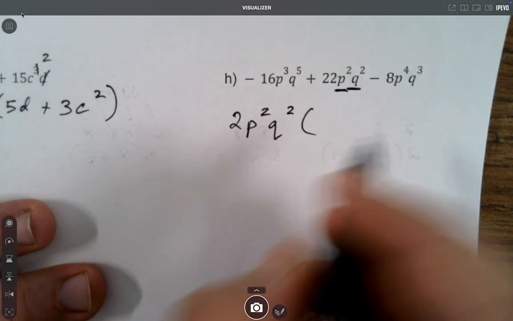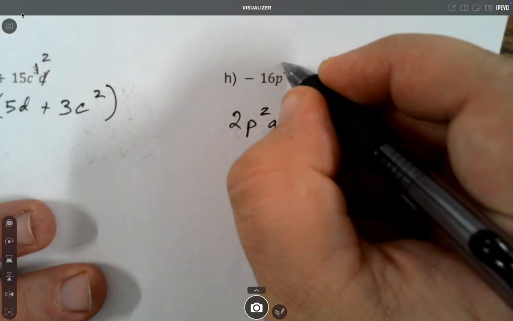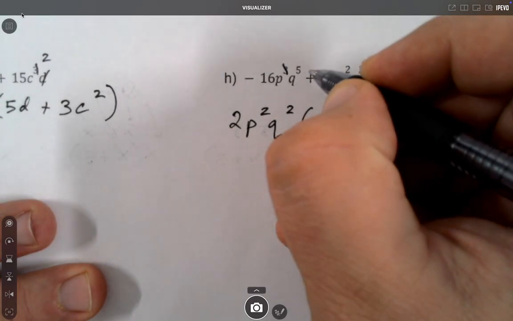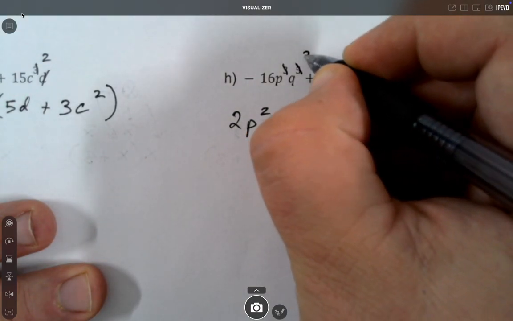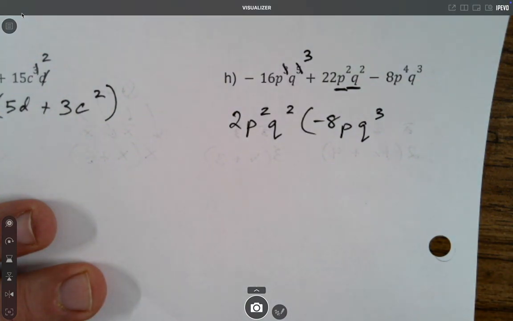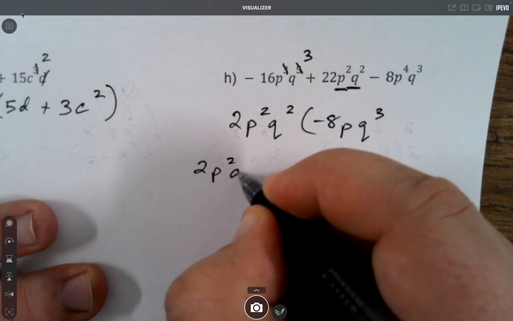Negative 16 divided by 2 is negative 8. We took away 2 of the p's, that leaves 1 left behind. We took away 2 of the q's, that leaves 3 behind. So I'm going to run out of room, so I'm going to go ahead and rewrite this down here so it's all in one line.